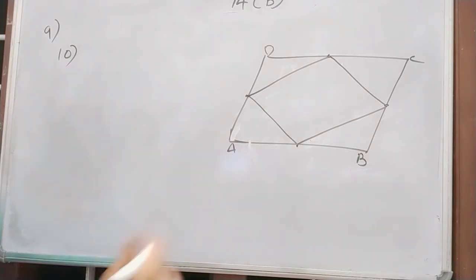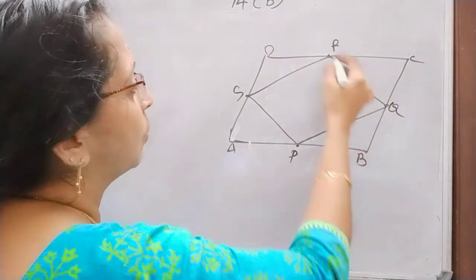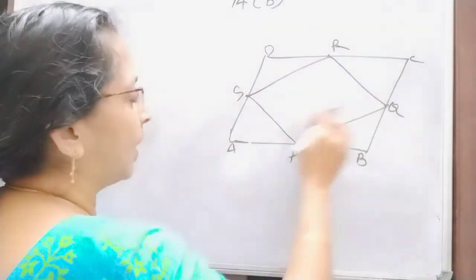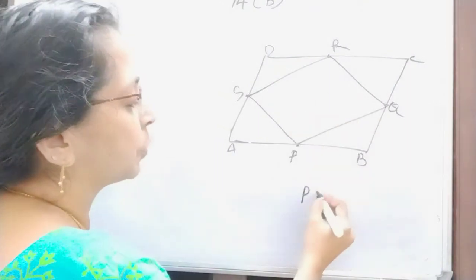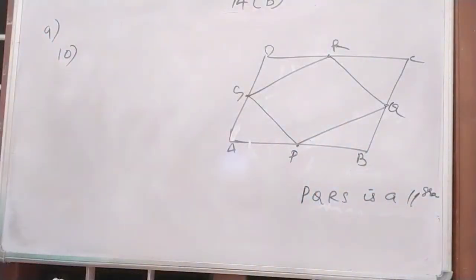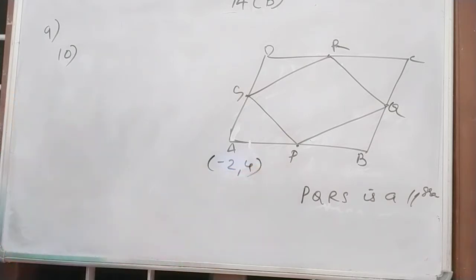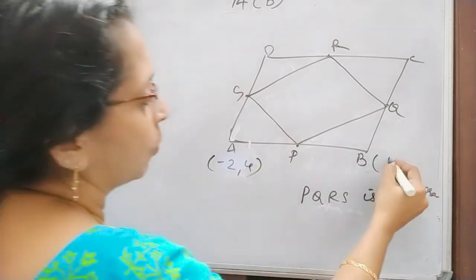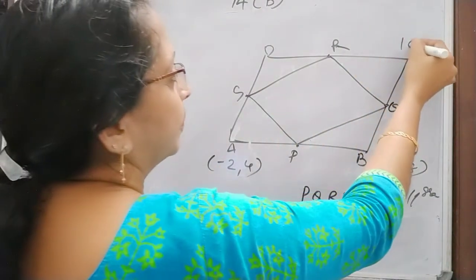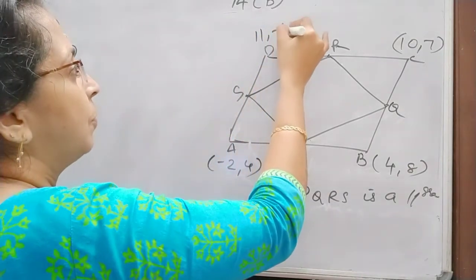So we have to find out the midpoints. Joining midpoints are PQRS. If we join, we will get PQRS. We have to prove PQRS is a parallelogram. So how can we find out? A, we have negative 2, 4. Then B, we have in the question 4, 8. Then C is 10, 7. Then D, 11, negative 5.